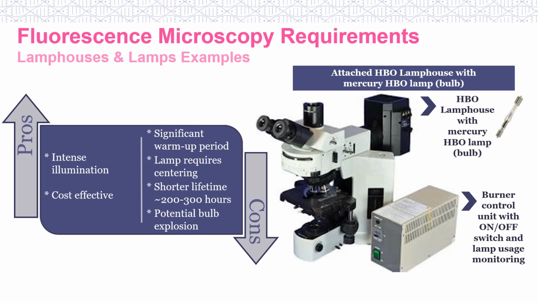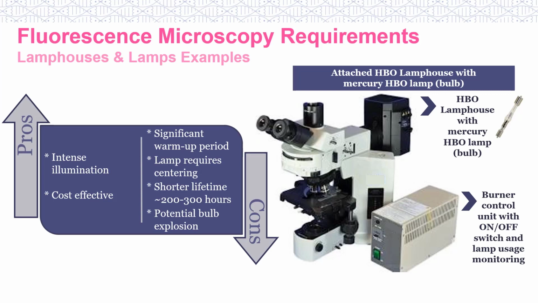There are pros and cons to this type of system. Mercury lamps provide intense illumination and are typically more cost-effective. However, these lamps require a significant warm-up period before reading and cannot be switched on and off within short periods of time. Also, each new lamp requires centering or alignment. These lamps typically have a shorter lifetime, somewhere between 200 to 300 hours, and there is always the potential for the bulb to explode.